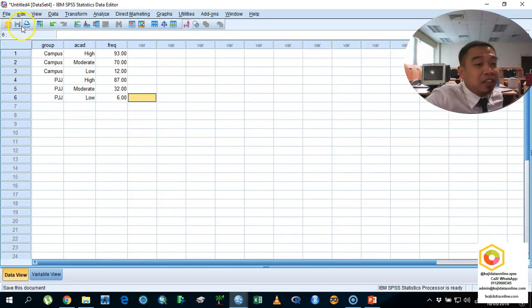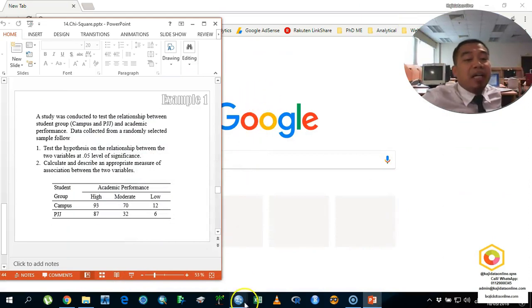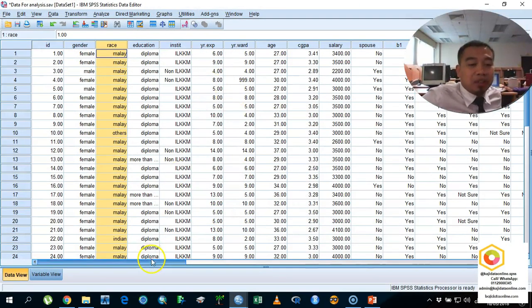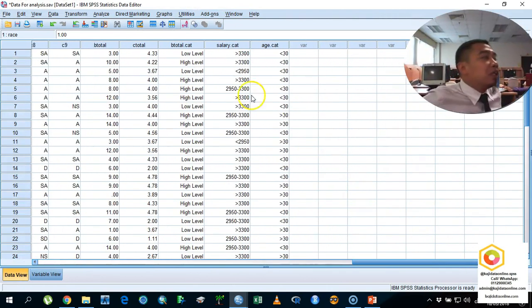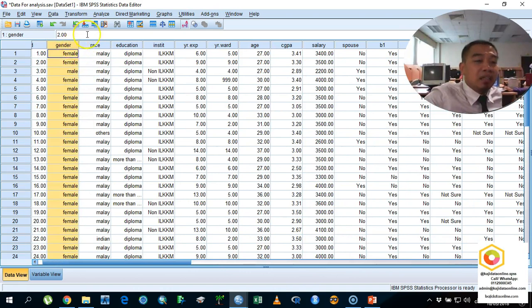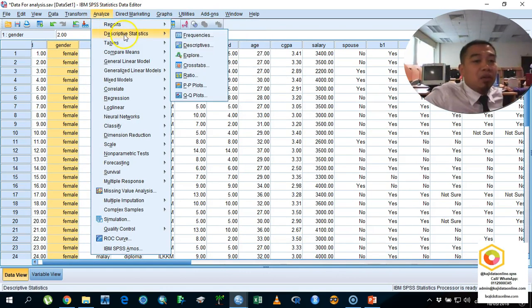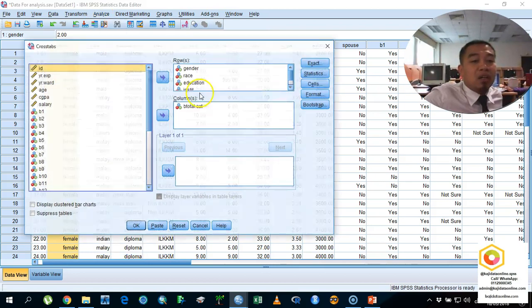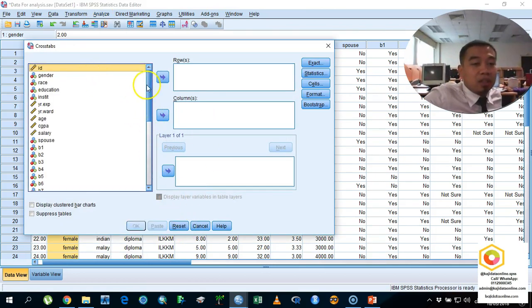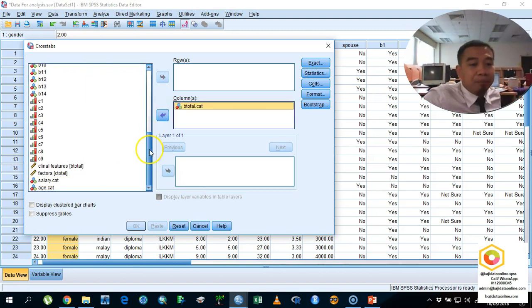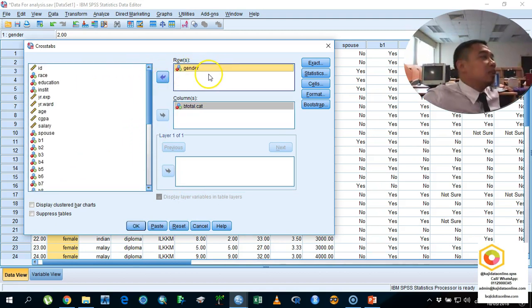Okay, that is how we run this. After you finish, we run our data. For our data, it is the same thing. Let's say I want to investigate btotal.cat with gender. Go to Analyze, then Descriptive Statistics, and click Crosstabs. Click btotal.cat into the column and put gender into the row because that is our factor. You can put everything in to run simultaneously, but in this case I only put one IV, which is gender.